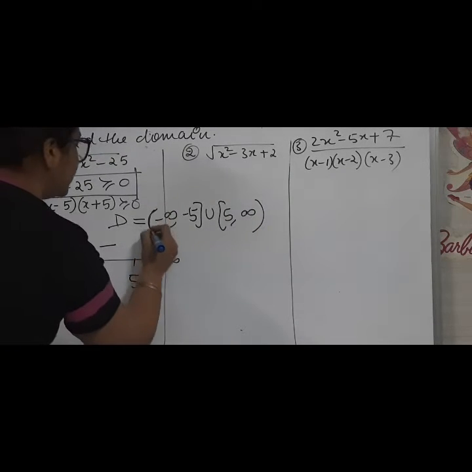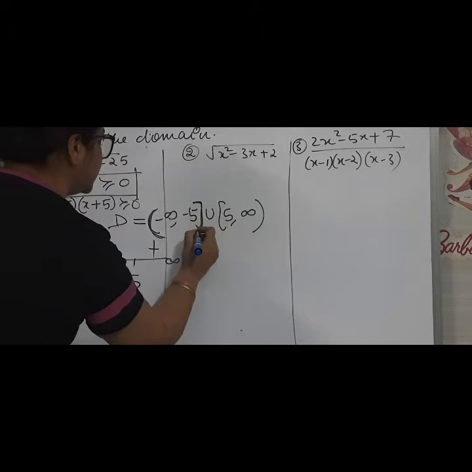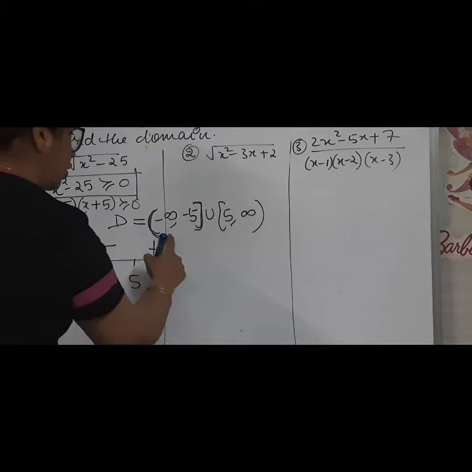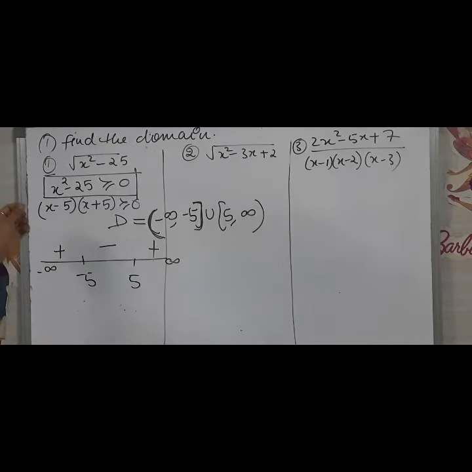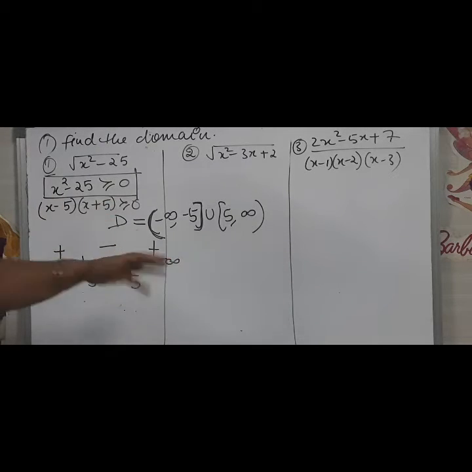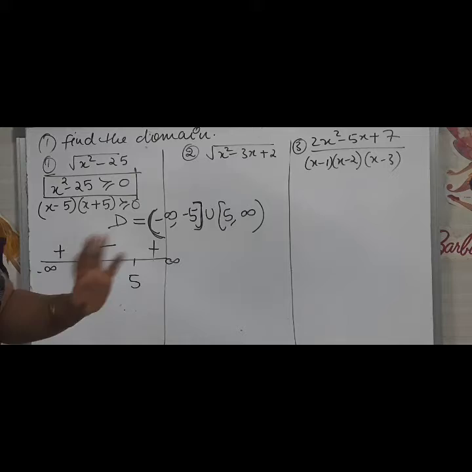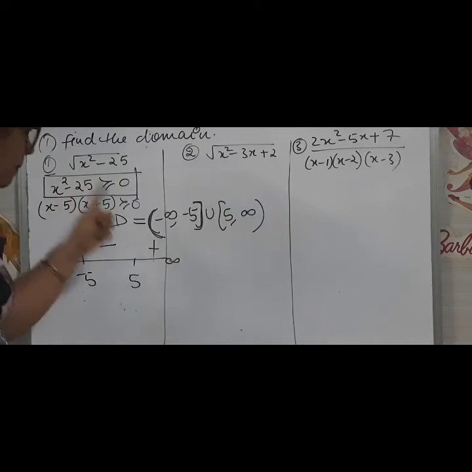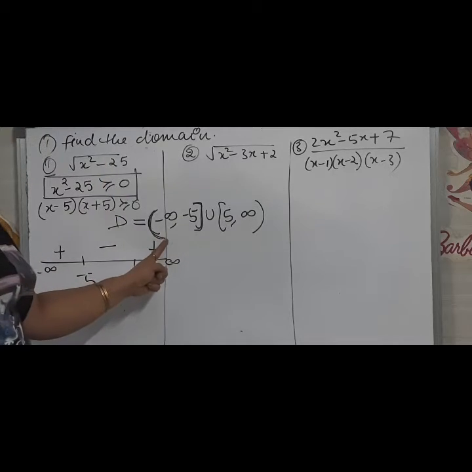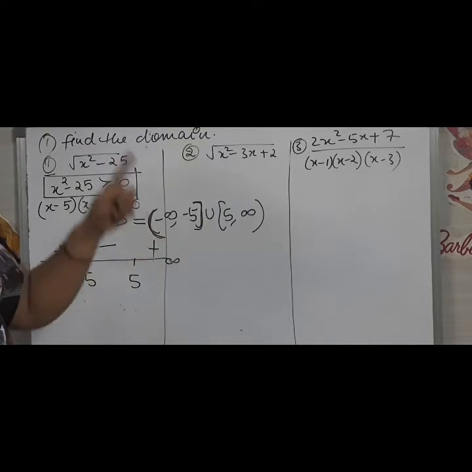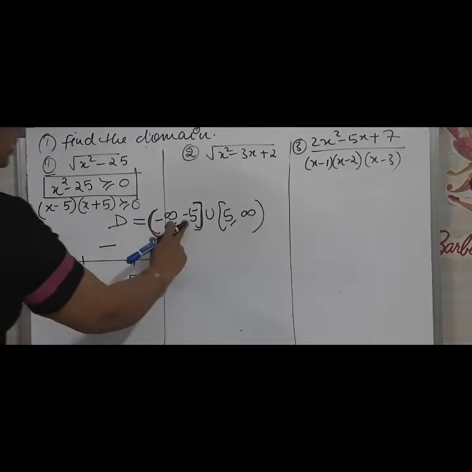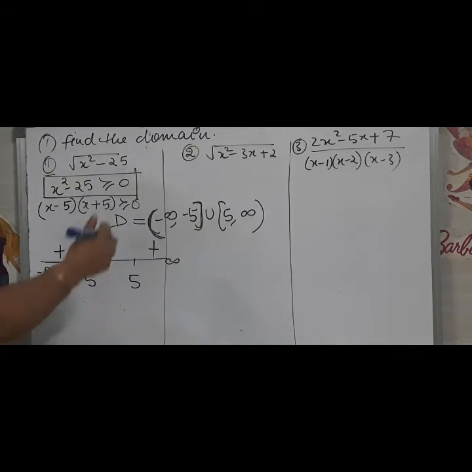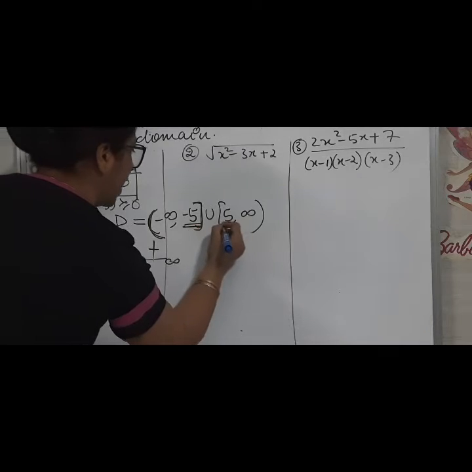Now this is an open bracket and this is a closed bracket. The meaning is that I cannot take infinity as a value here, because infinity is not a value, it is a limit. You should always take the open bracket for infinity, never the closed bracket. And I took minus 5 and 5 with the closed bracket because we can take these values.